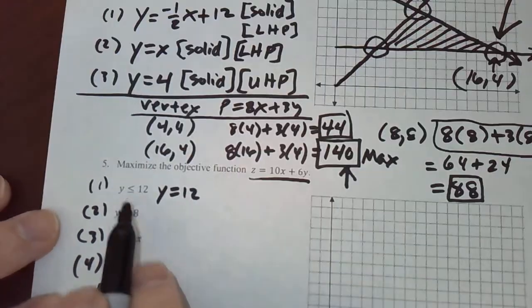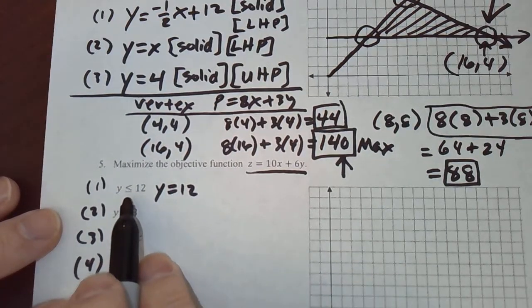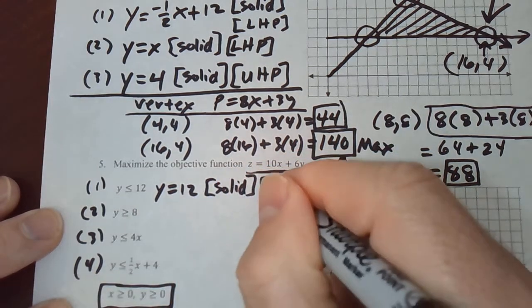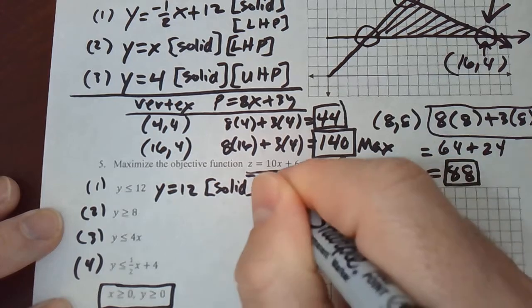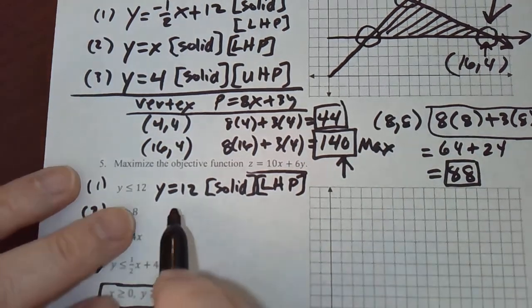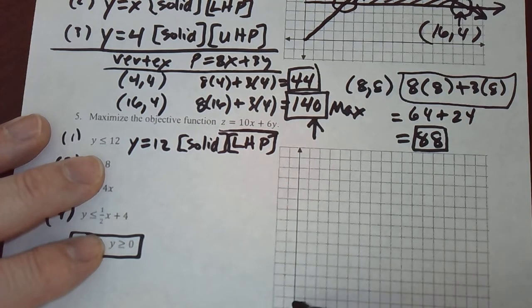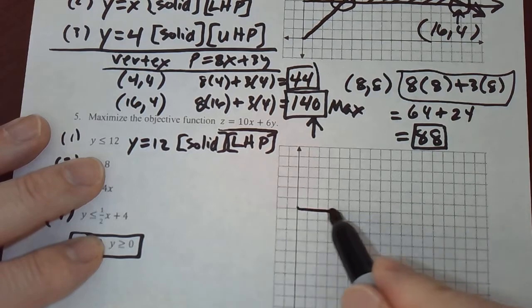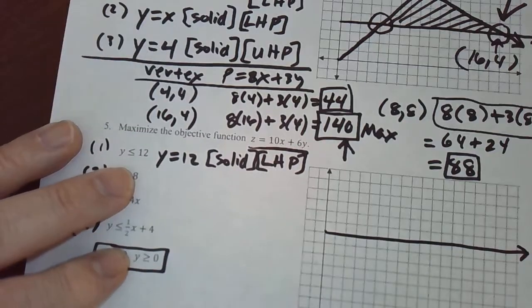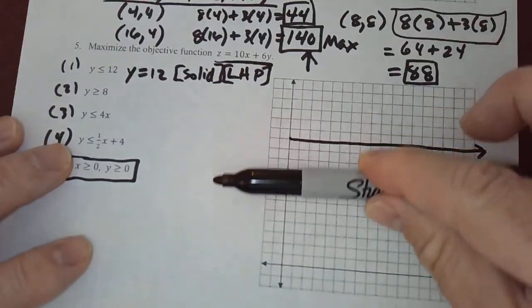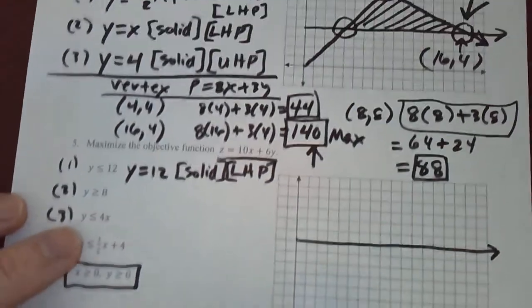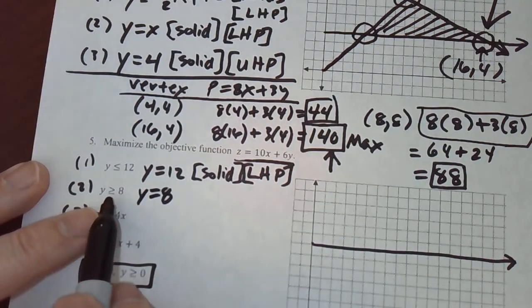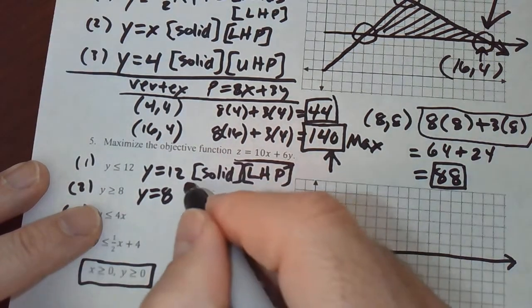Y equals 12, and since the inequality portion with it is a less than or equal, we'll have solid and we'll have lower half plane because of the less than. So the line y equals 12. 1, 2, 3, 4, 5, 6, 7, 8, 9, 10, 11, 12. Looks like that. And so far we're dealing with the lower half plane. But the next one gives us a line of y equals 8. And since it's greater than or equal, well, we'll still have a solid.